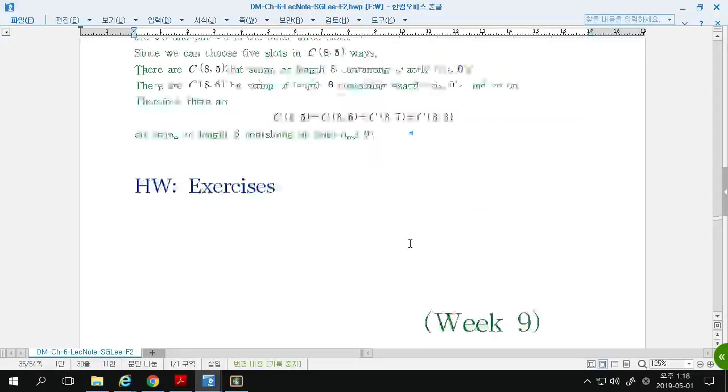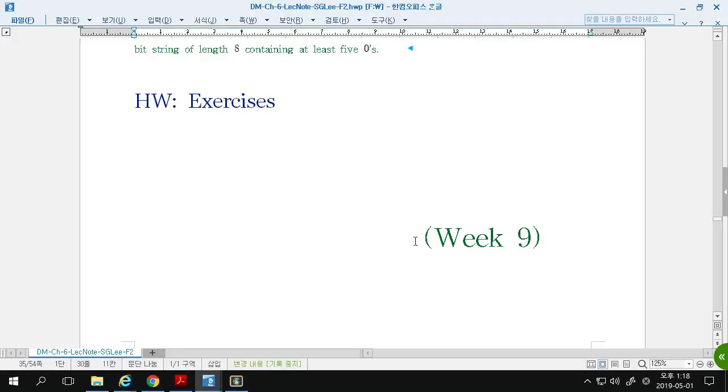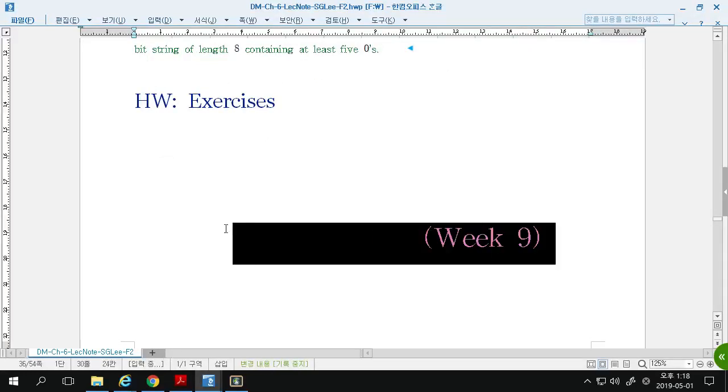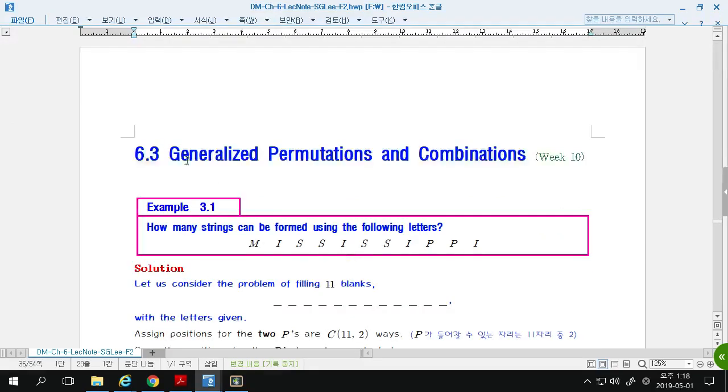Since time's up, we will finish this chapter, section 6.2, and that's the end of week 9. We will continue with section 6.3, generalized permutations and combinations, in week 10. Any questions?